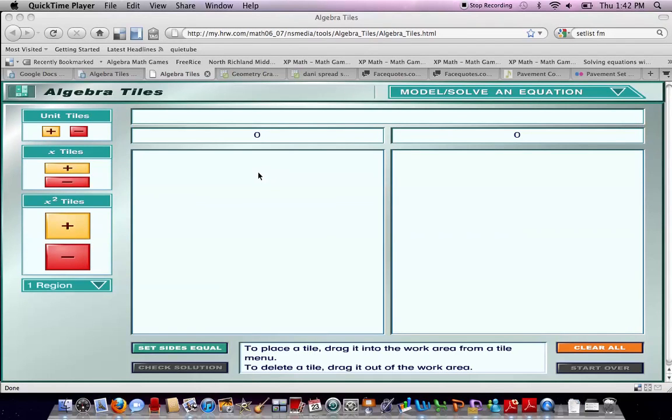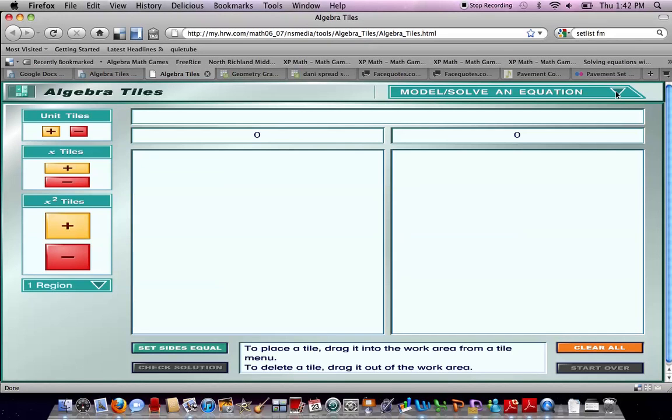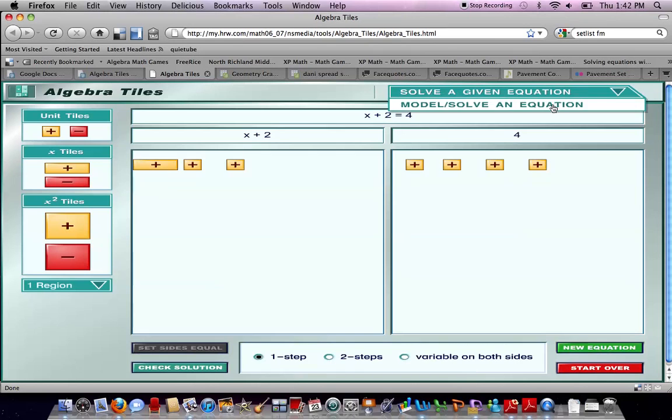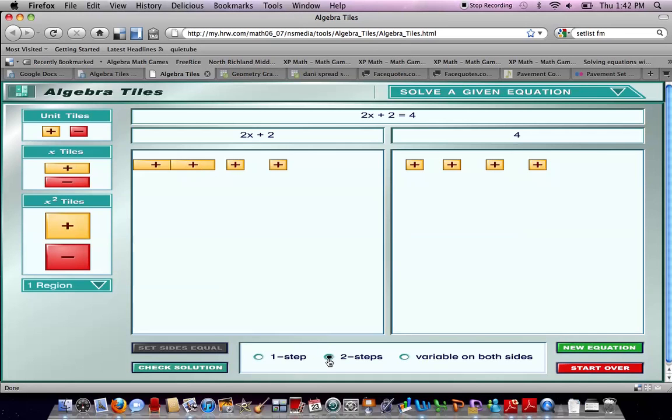Alright, I'm going to show you how to solve an equation using algebra tiles. Now, I gave you a link to this algebra tiles website, and that's what we're going to use. We're going to start by getting one of the equations that they have for us. So if I type in here, solve a given equation. Now they're going to give me an equation. I don't want this. That's too easy. I'm going to go to a two-step equation.